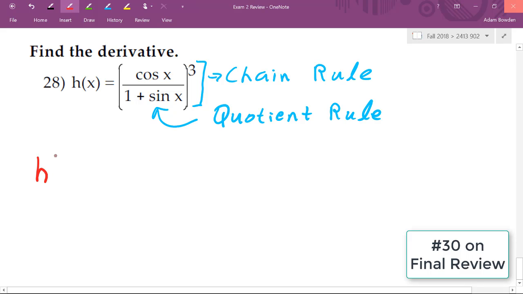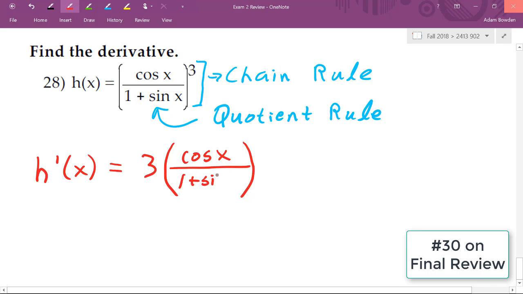Alright, so let's go through the steps. Starting out here, we're going to do h prime, the derivative. We got to do the derivative of the outside, which means take the 3 to the front, leave the inside as is, subtract 1 from the exponent. That's the chain rule for the outside.